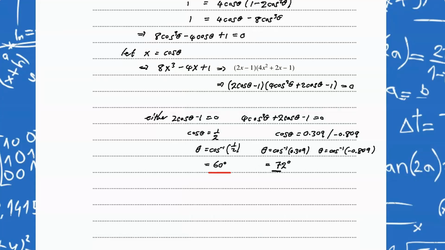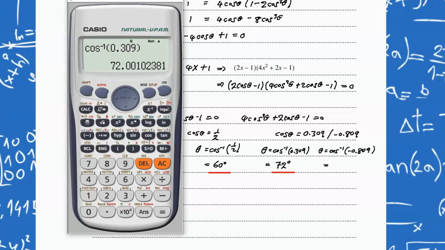This is a good value, and since cos is also positive in the fourth quadrant, the other value of theta will be beyond 180, so this should be an okay value. The last one is this one here. Arc cos of this, we get 143.99, which is 144.